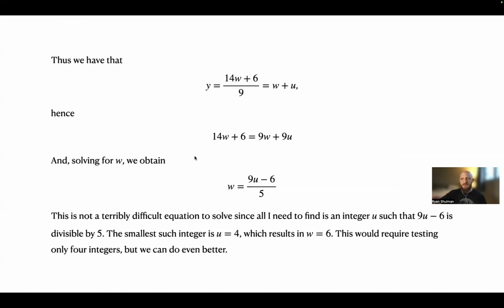And again, I've got two expressions: y = (14w + 6)/9 is equal to w + u. This is the new formulation that we just made. If I multiply through by 9, I get 14w + 6 = 9w + 9u. And solving for w, I get w = (9u - 6)/5.